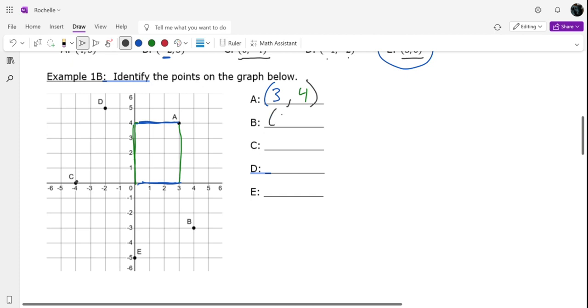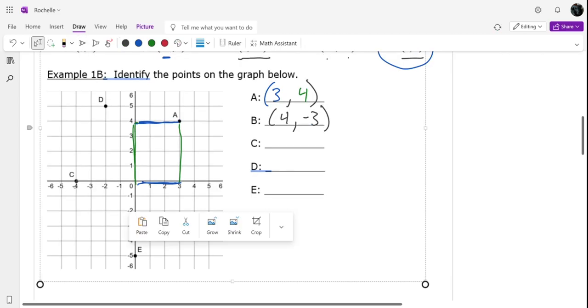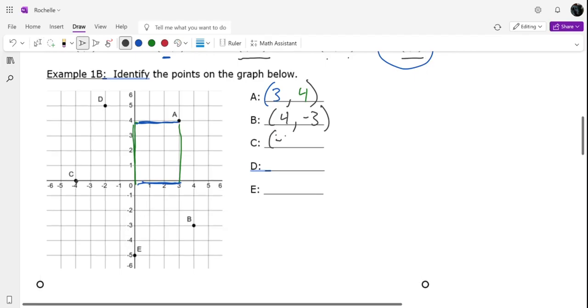B is going to be to the right 4 and then down 3, which would be -3. Point C is over here on the x-axis, so that is -4, 0. Point D is over here in the second quadrant at -2, 5. And E is down here on the y-axis at 0, -5.